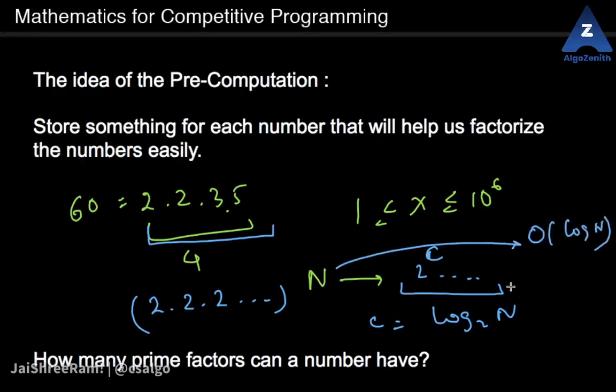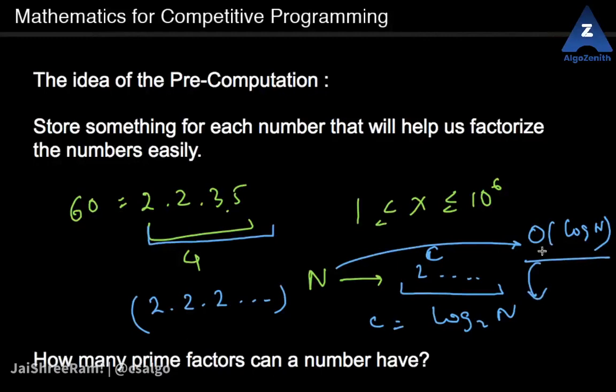Make sense? Because every time you multiply a factor, the number at least gets doubled, because every prime factor is greater than or equal to 2. So the number of prime factors can be order log n for any number. Now if we know this, how do we find out these log n terms very fast?